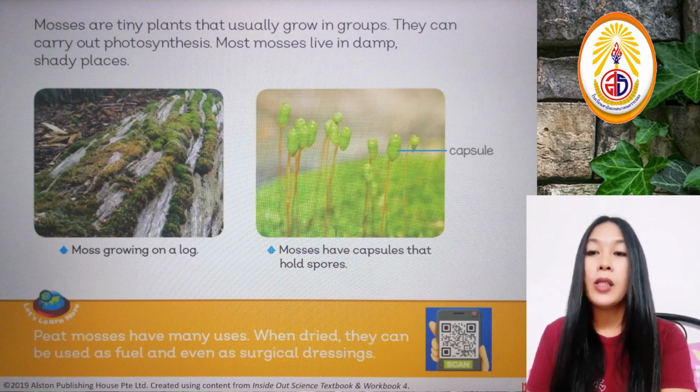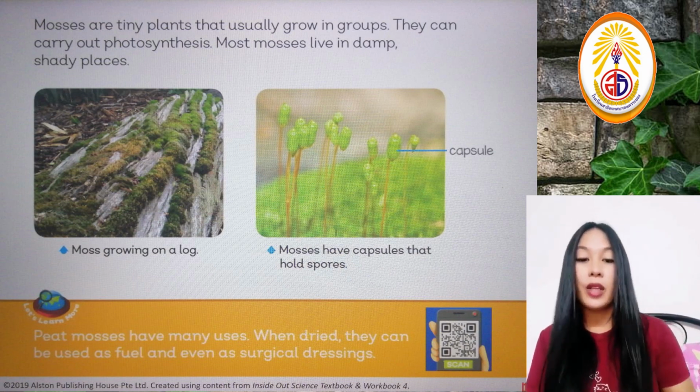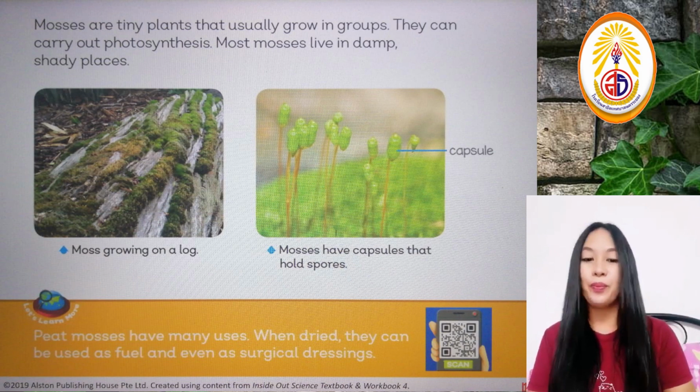And mosses have capsules that hold their spores. They reproduce through their spores, and their spores are not in a spore sac, but they are inside a capsule, like this one in the picture. So that's how they reproduce.